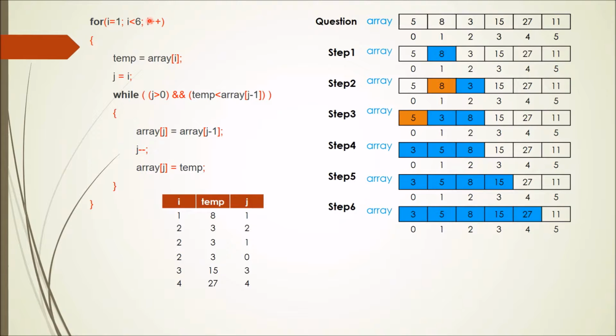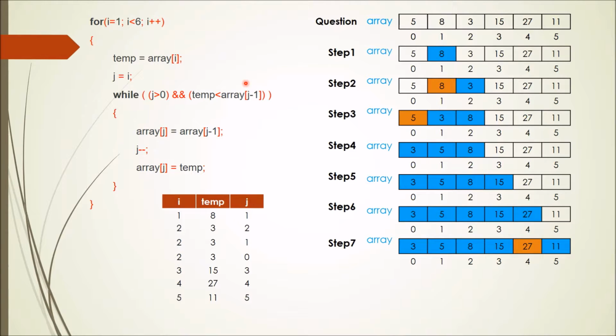At step 6, our I has been increased once again, and now the temp is holding the value of index 4, which is 27 here, and then we'll check the while loop again. Is J larger than 0? Yes. And then is the temp, 27, smaller than the value of 15? False. So we'll loop again.